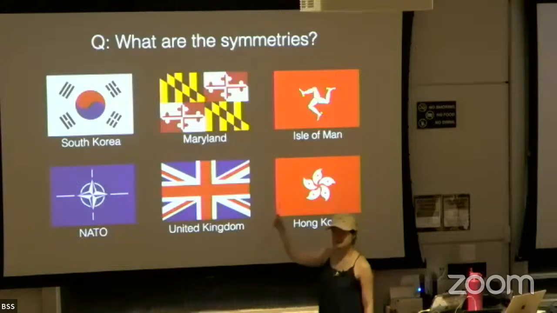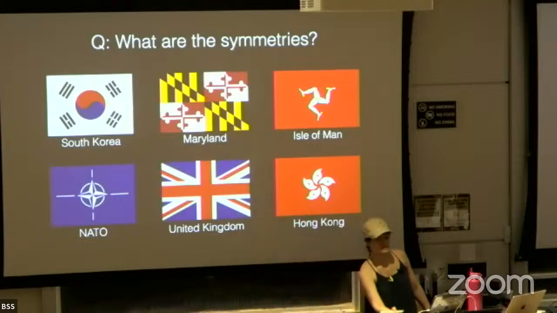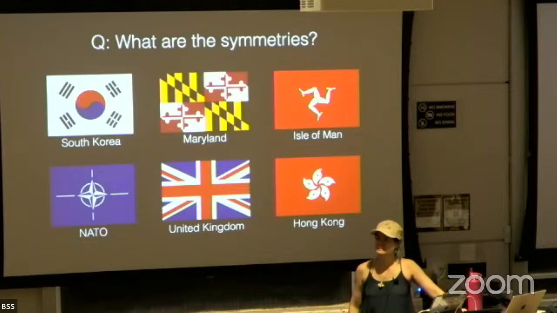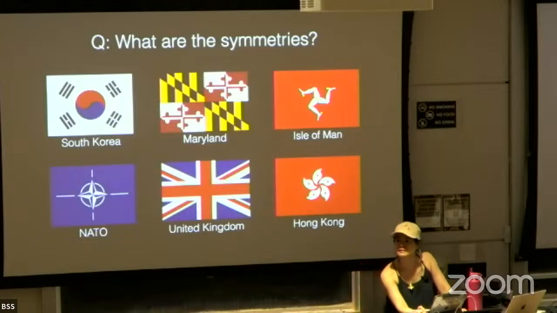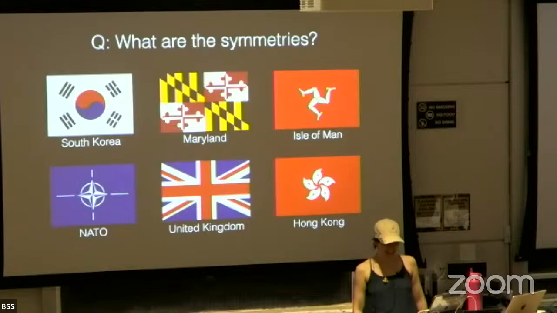Yeah, so which ones? Yeah, Maryland has a twofold rotation. Yeah, so a rotation by pi about here. Excellent. Anything else people see? Isle of Man, yeah. Yeah, so there's 2 pi on 3. Yeah, rotation about, I guess, their crotch. I don't know, whatever the center of that is.